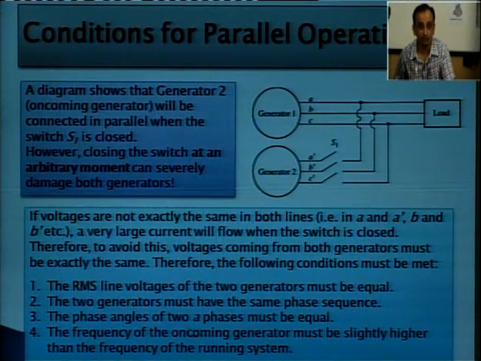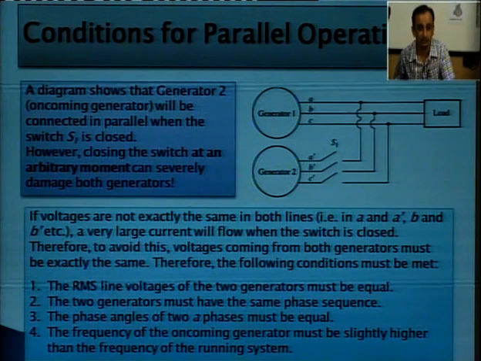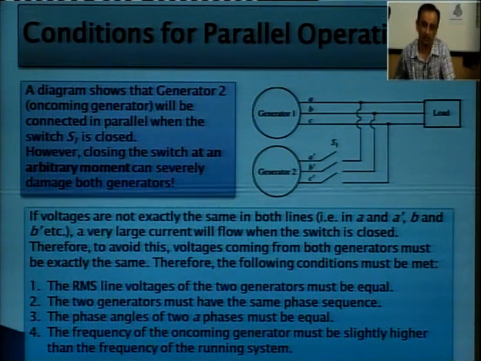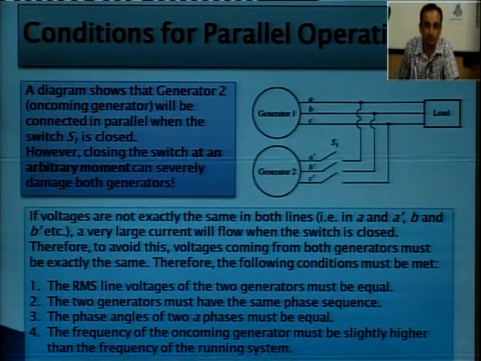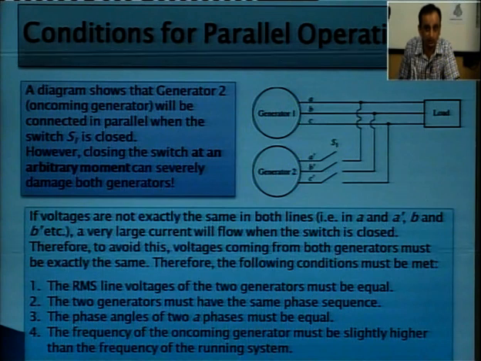The phase angles of the two must also be equal, that is also important. It also depends upon the frequency, so that can be shifted by that. The frequency of this incoming generator must be slightly higher than the frequency of the machine which is already running. So, these are some conditions that must be followed before we connect two synchronous generators in parallel.